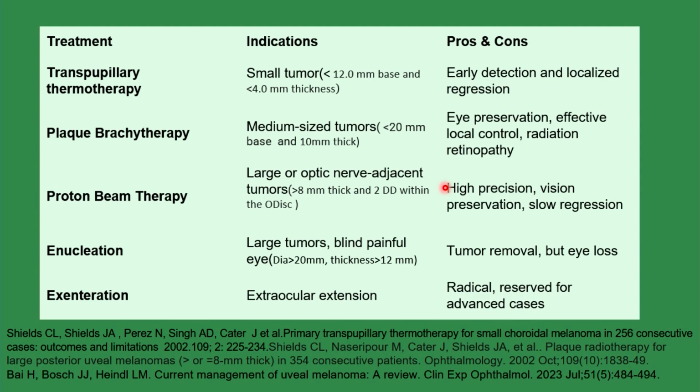So how do you treat? As we saw a small melanoma in the previous case, they were treated with transpupillary thermotherapy, where you have a tumor less than 4 mm in thickness and less than 12 mm of base. And plaque brachytherapy is for medium-sized tumors less than 20 mm in base and 10 mm in thickness. Proton beam is mostly if it's optic nerve adjacent, and if it's more than 8 mm and 2 disc diameters within the optic disc.